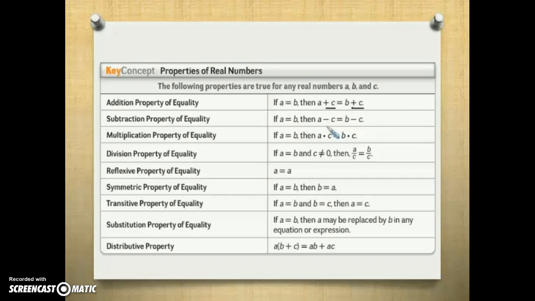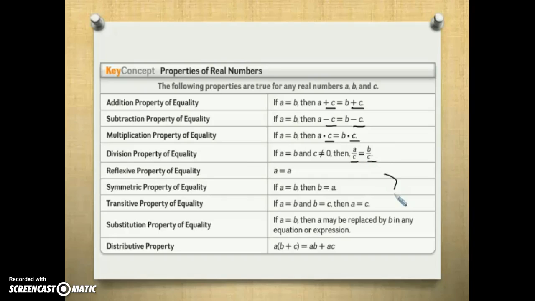Same thing when you subtract. The subtraction property of equality says that if you subtract the same term from both sides, then you will still have an equation that is equal. Your multiplication property of equality states the same. If I have an equation, as long as I multiply both the left side and the right side by the same term, that equation will remain equal. The division property of equality states that I can divide both sides of the equation by the same term as long as that term does not equal 0. So if I can divide both sides by the same term, my equation will still be equal.